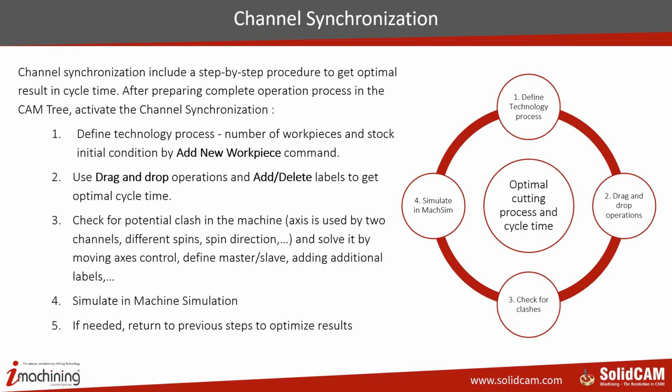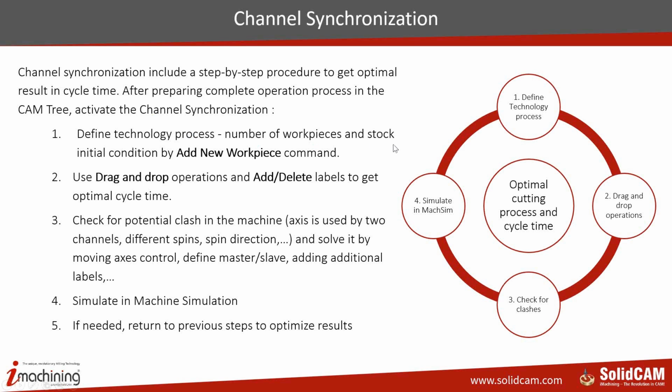Therefore, here we created a diagram that you need to follow in order to do correct channel synchronization. Basically, you first need to complete all operation processes in the CAM tree, as I already did before, and then activate your channel synchronization. After you do that, you need to define your technology process. So it's not the machining process, but the technology process: how I will cut this part, how many workpieces I will have, where I will do that, when I will move the part, and all of those things.